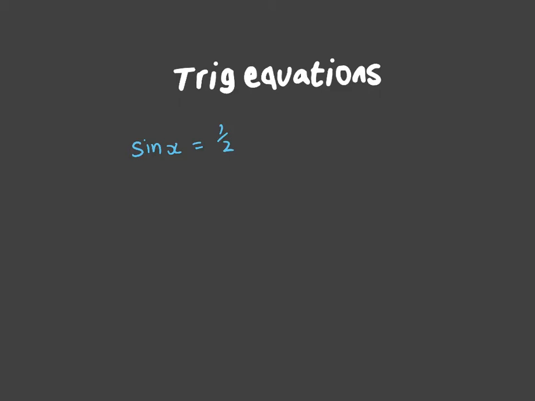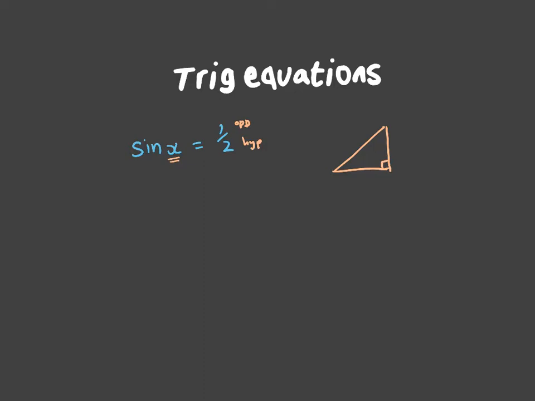Sine x is equal to a half. What does that mean? What we can gather here is there's an angle x, a reference angle x, and the ratio sine means the opposite divided by the hypotenuse. That ratio is in the ratio 1 to 2.